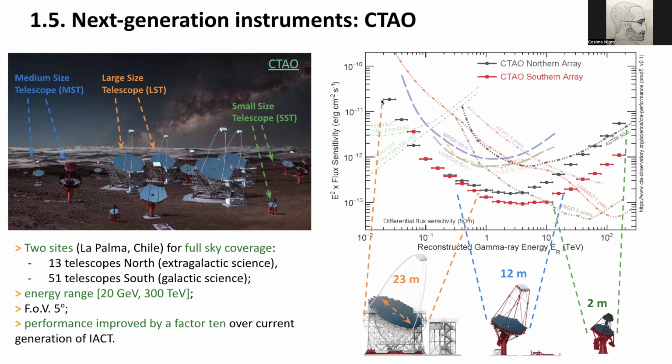As you can see from these sensitivity plots, which illustrate the minimum flux that you can detect with a certain significance, you would really have an order of magnitude improvement with respect to current instruments like MAGIC, VERITAS, and HESS.